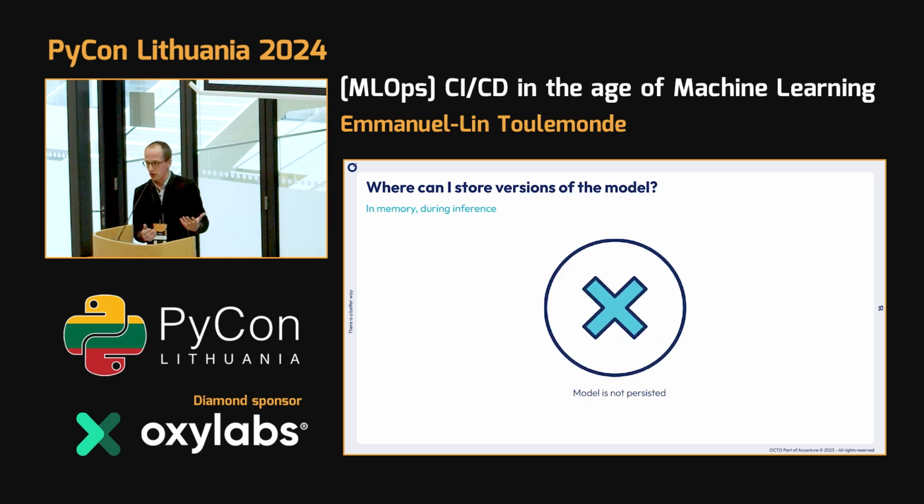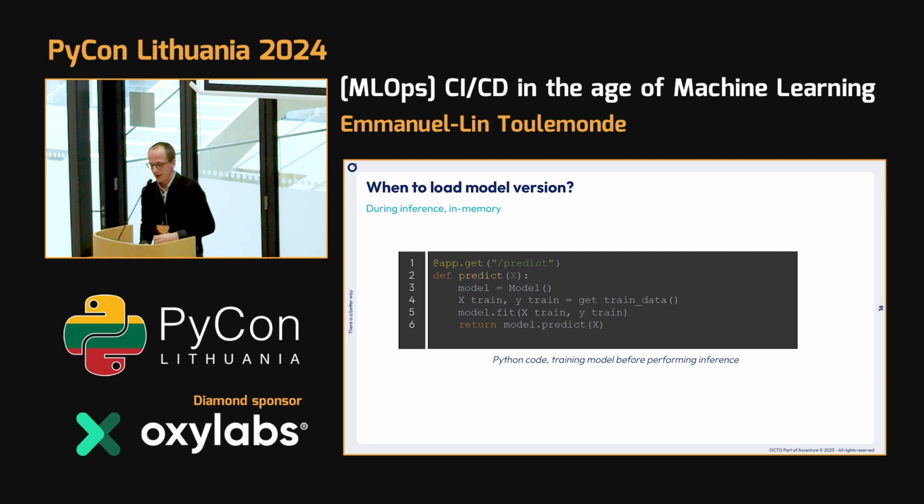How do I store the version? Well, I don't, and in fact, I don't care because it's just a prototype. I don't need to roll back. I don't need to maintain a previous version. I don't need to have some audit trails and stuff like that. So I don't store it. Easier, I don't have a model registry. And how should I load a new version? Well, it's done in the inference.